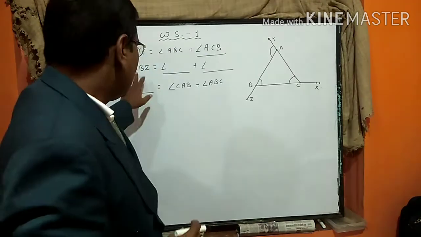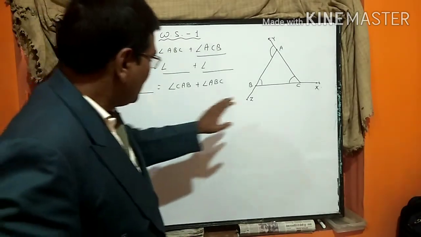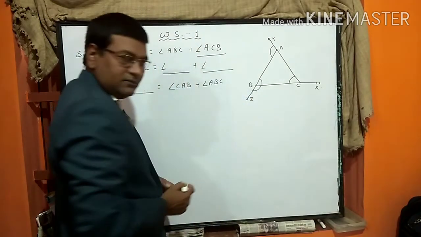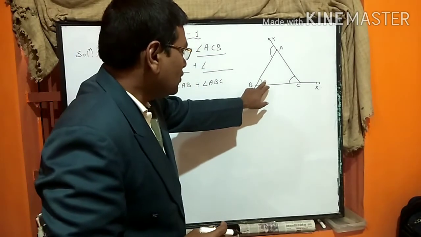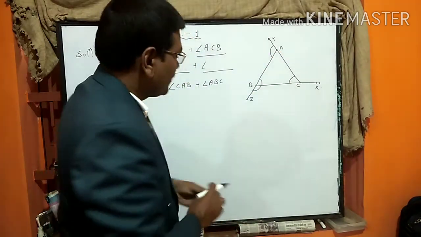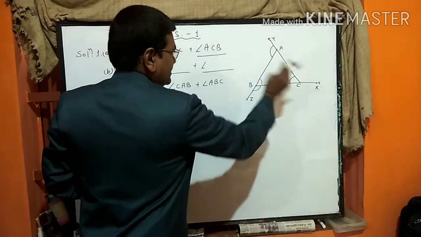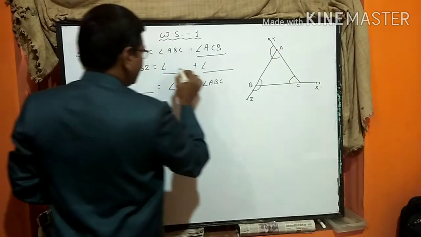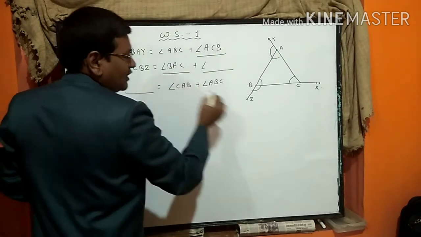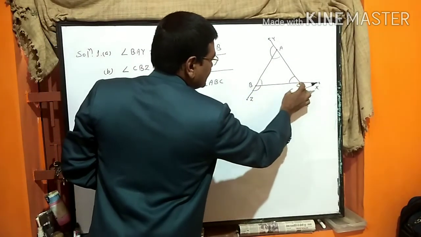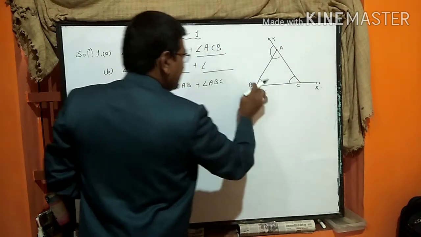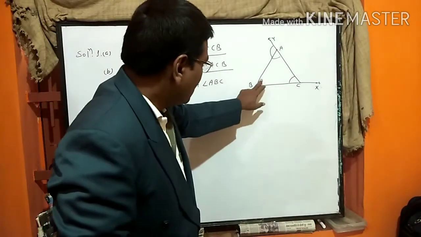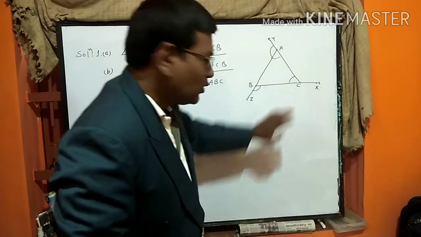Now next one, CBZ. Where is it? CBZ, this exterior angle. So बगल वाला छोड़ दो, बाकी दोनों जोड़ दो. Angle A and angle C. So write here BAC for this angle, and for this angle BCA or ACB. Okay. बगल वाला छोड़ दो, बाकी दोनों जोड़ दो.